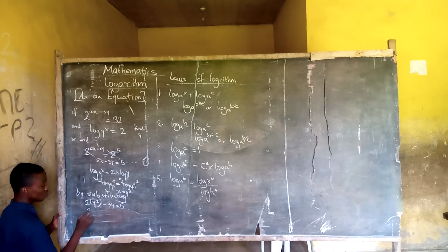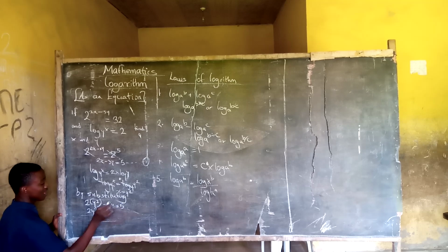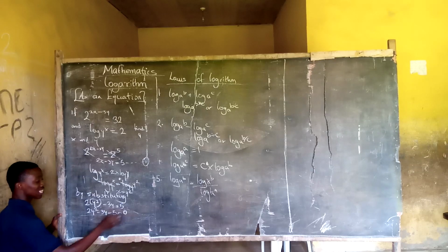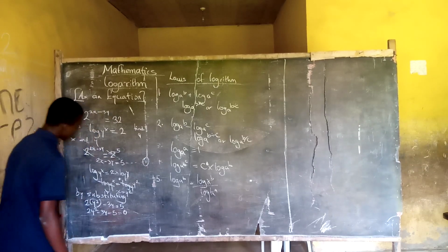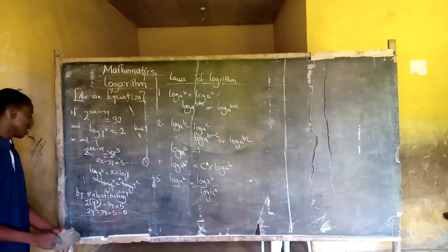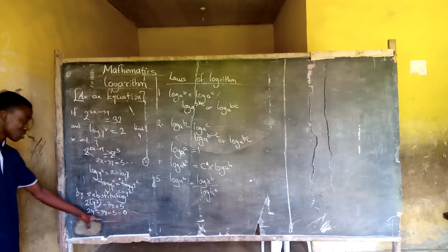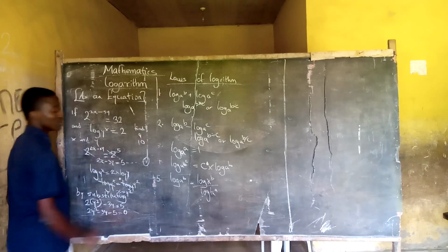So this is going to be 2y squared minus 3y, then carry 5 here, it becomes minus 5. Oops! This is giving us a quadratic equation. I'm going to deal with it quadratically. In a quadratic equation, you use the value of a here to multiply the constant c, and that becomes minus 10.